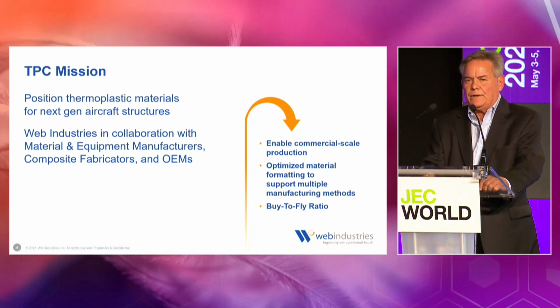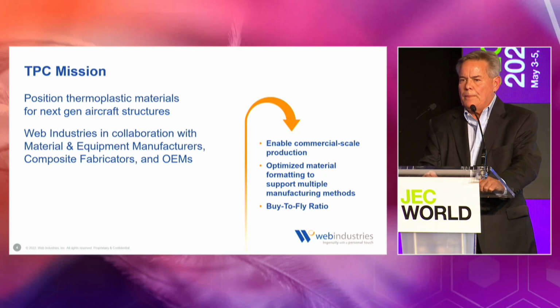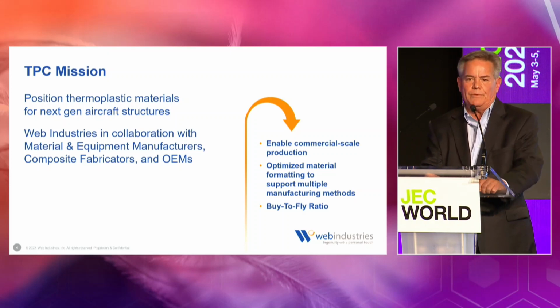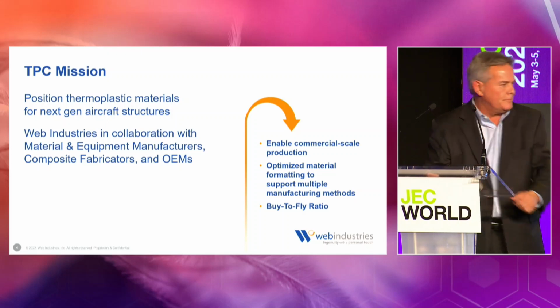In collaboration with our material manufacturing partners and the equipment manufacturers, we're working to enable commercial scale production, and optimize the material formatting to support a broad range of manufacturing processes, and as the title of our presentation says, improve the overall bias-ply ratio. So Jim is going to walk us through those different formats and the manufacturing processes that they support, and we'll hopefully have a few minutes at the end to answer any questions.